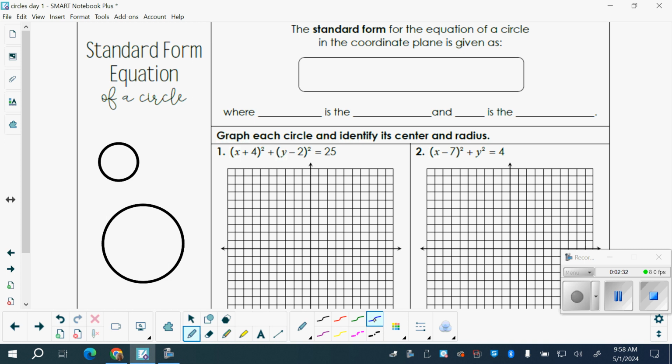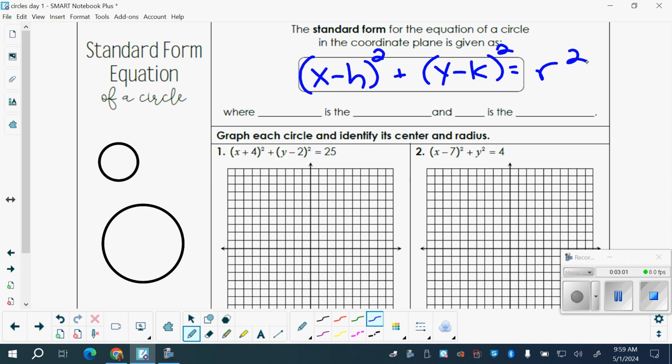Write this down. The formula for a circle is not y equals. It's a weirdie. It looks like this: (x minus h) squared plus (y minus k) squared equals r squared. And you're like, what? I remember that one. Yep.